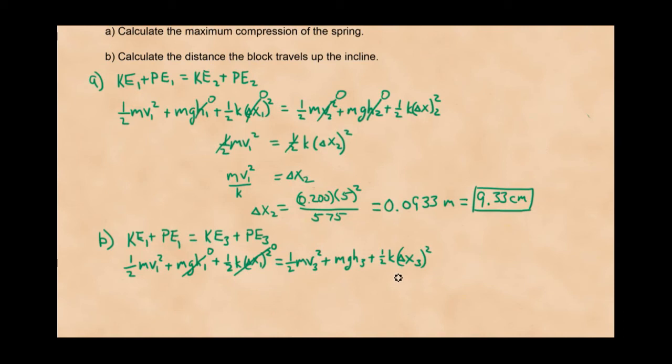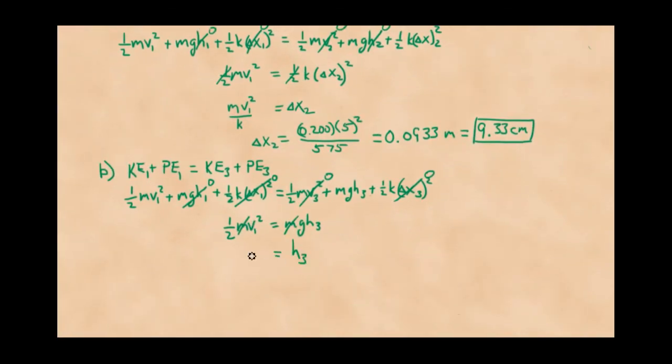In position 3, the spring is neither stretched nor compressed. Also in position 3, the block is not moving. It's at its maximum height, turning around, getting ready to come down the incline. So v3 is also 0. There's no kinetic energy. So here the equation for energy conservation simplifies to this. And we have h3 is v1 squared over 2g. So when the block stops on the incline, it has moved vertically a distance of 1.2755 meters. The question asks, though, how far along the incline does it move?